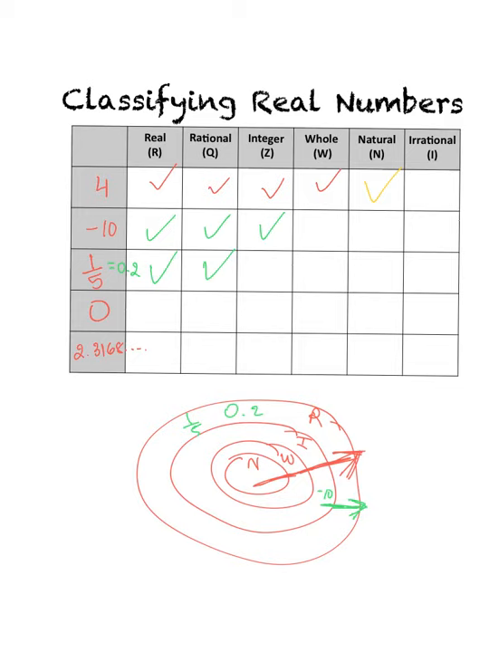0 is a whole number. It's also an integer, and it's also rational. 2.3168 and keep going, not repeating, so it's irrational. All numbers are real. I hope that you get a better idea of how to put numbers in the Venn diagram and how to classify numbers.